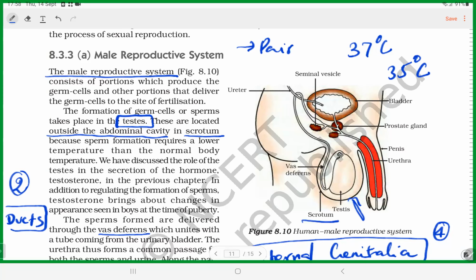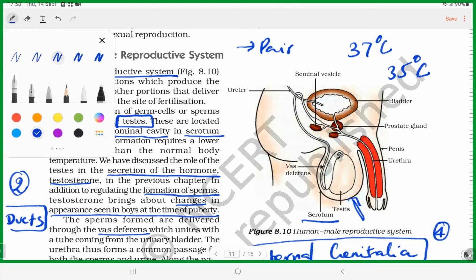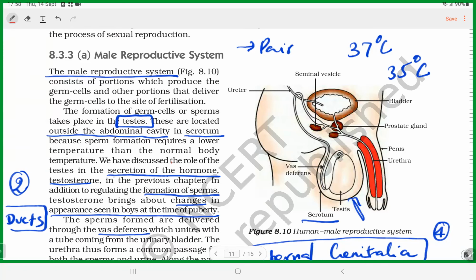Coming to the role of the testis: the main function is the secretion of the hormone testosterone, plus the formation of sperm cells, and the changes seen in the body at the time of puberty. Those are the functions of the testis.